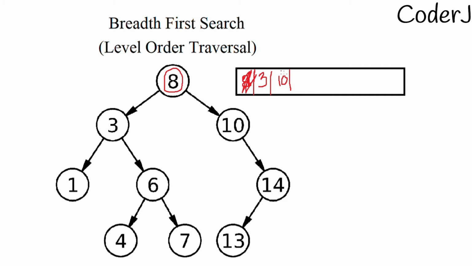The first thing I'll do is print 3. So you'll print 3. Done. After that I'll ask, does 3 have a left child? And you'll say yes, 3 has a left child. So I'll append the value of its left child, which is 1. After that I'll ask, does 3 have a right child? You'll say yes, 3 also has a right child. So I'll append the value of 6, its right child.